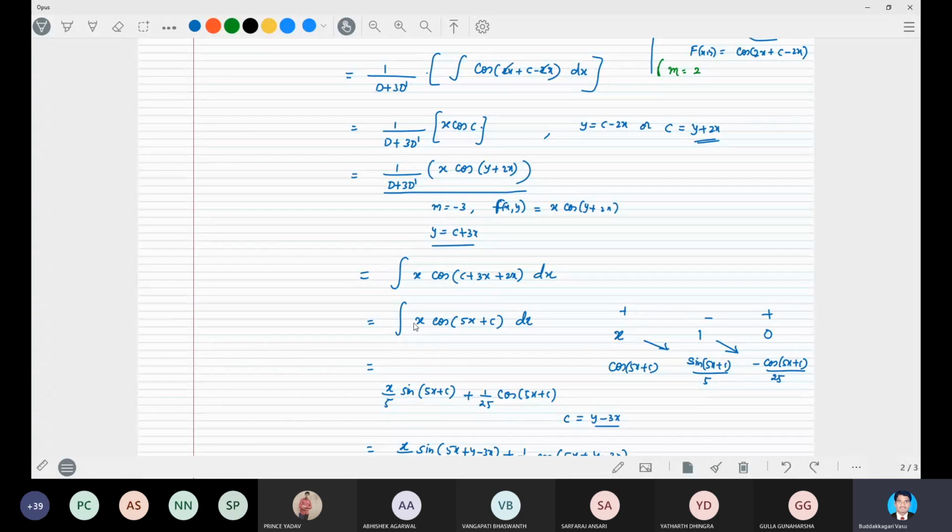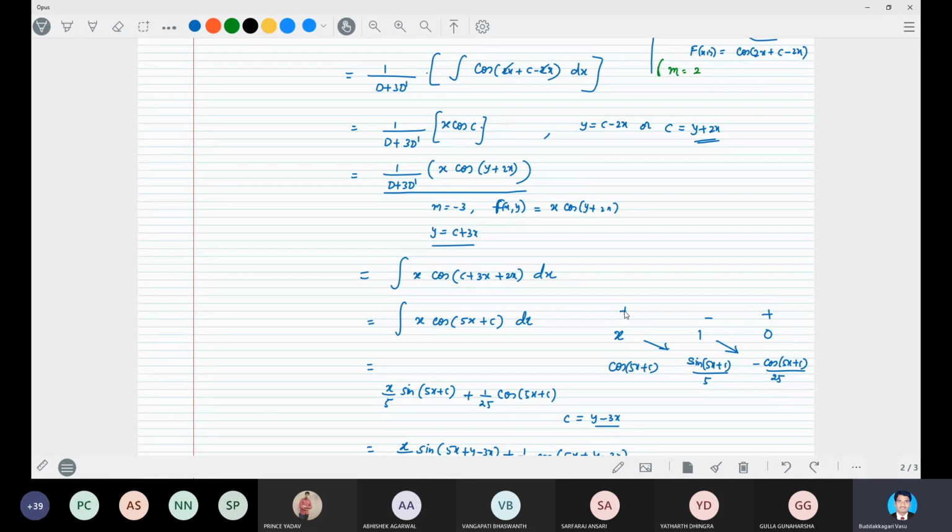For that integration, the algebraic function first is x, and the function to be integrated will be cos of 5x plus c. So the differentiation function x has derivative 1, then derivative 0. The cosine function is to be integrated that many times. Cos of 5x plus c integrates to sin of 5x plus c by 5, which integrates to minus cos of 5x plus c by 5 into 5, that is 25.